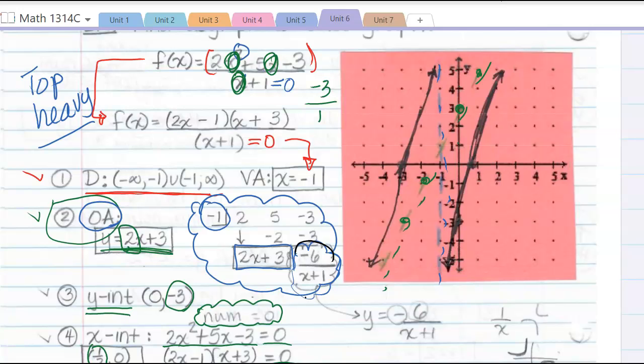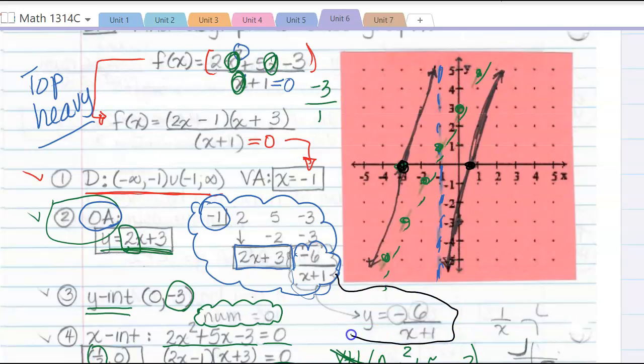We can do our y-intercept at (0, -3). That would be this point right here, so I'm going to put that in black. Then the next thing we're going to do is our x-intercepts. One of them was at (1/2, 0) and the other one was at (-3, 0), which we already have marked. Then let's take a look at our fraction that has our remainder.